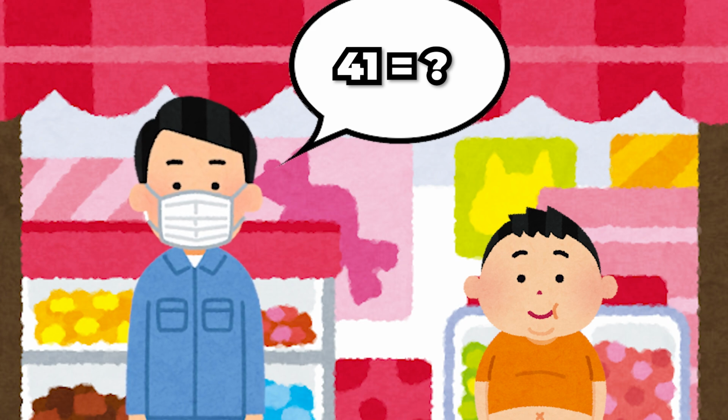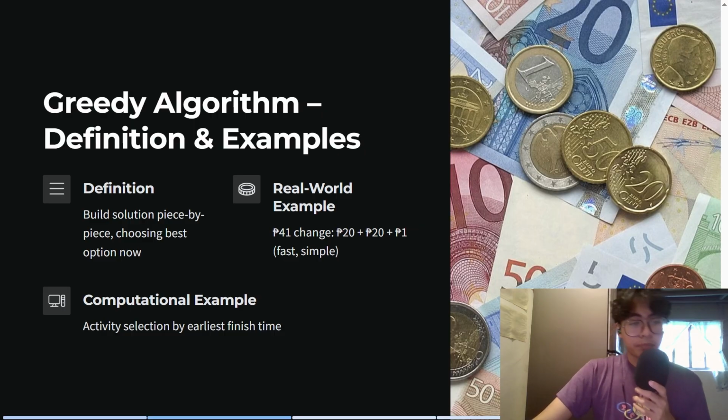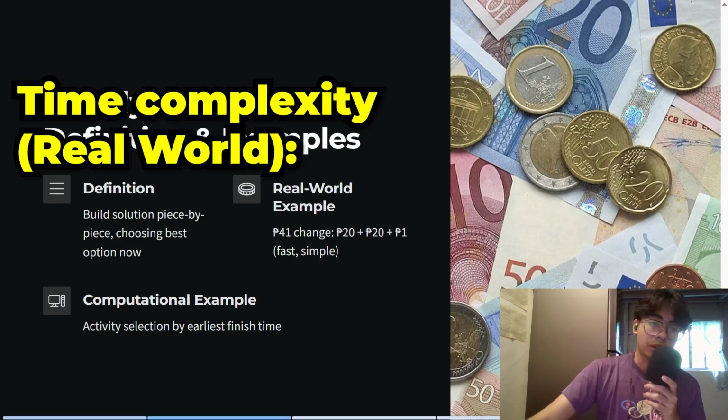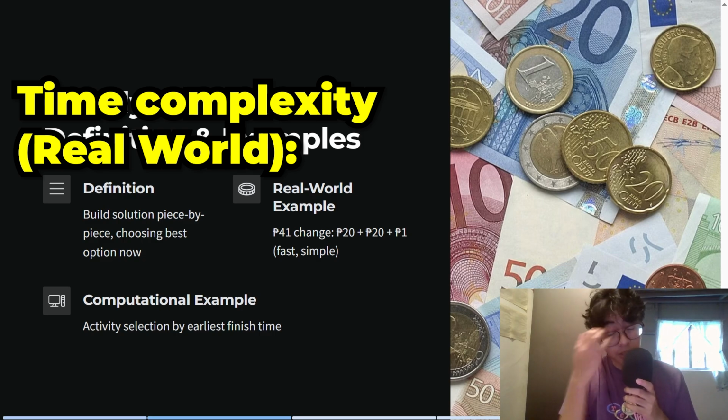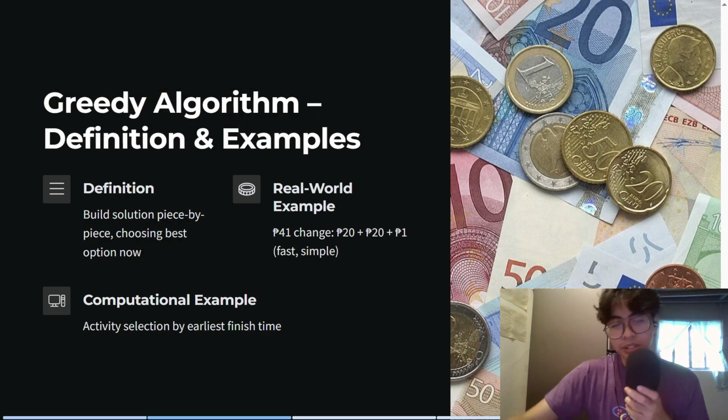So you pick the biggest coin possible at each step. 20 peso, 20 peso, then 1 peso. Fast and simple. So what is the time complexity of that problem? The time complexity of that problem is big O of n, since there are iterations.